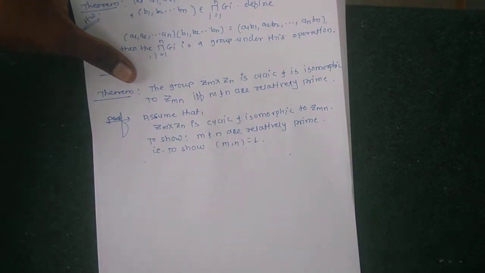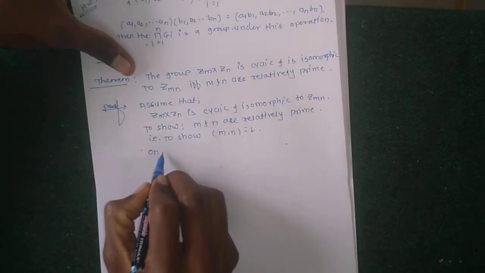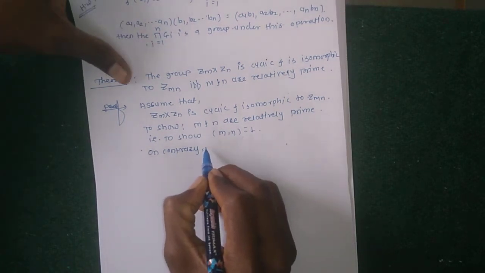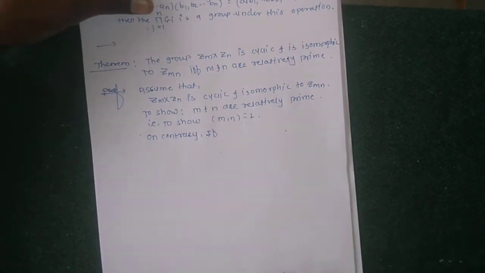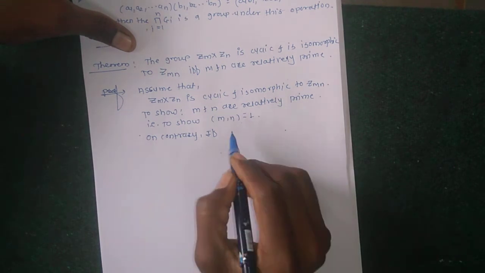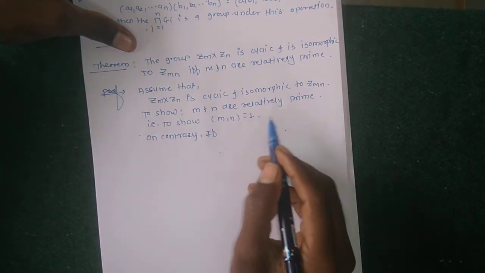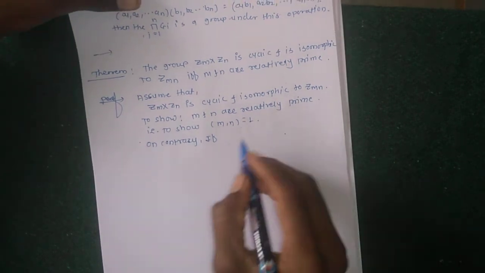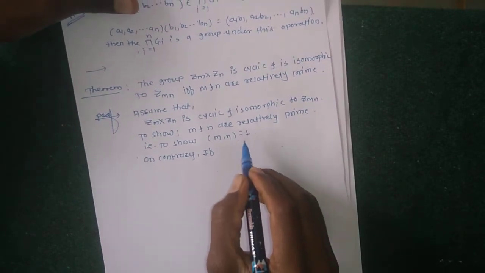Okay, so on the contrary, we prove this by contradiction. If possible, suppose that their GCD is not equal to 1, meaning their GCD is greater than 1. Which means that m and n are not relatively prime.